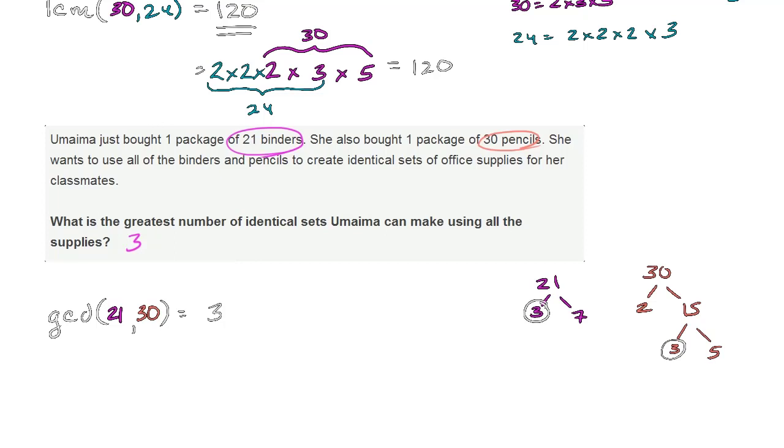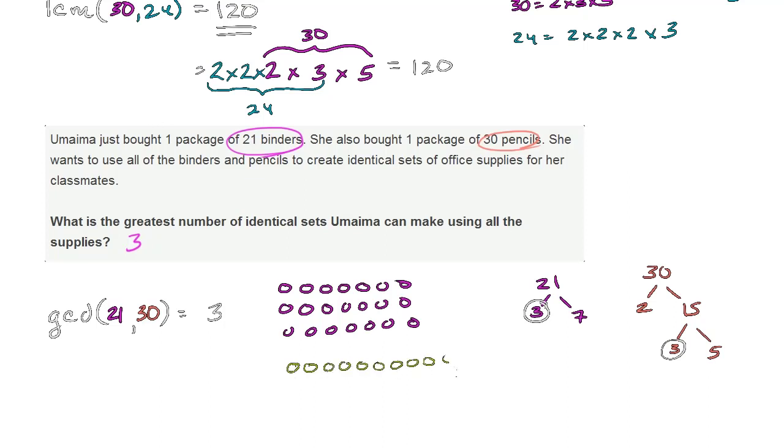So let's say the 21 binders. 1, 2, 3, 4, 5, 6, 7, 8, 9, 10, 11, 12, 13, 14, 15, 16, 17, 18, 19, 20, 21. And then 30 pencils. I'll just do those in green. 1, 2, 3, 4, 5, 6, 7, 8, 9, 10. Let me just copy and paste that. This is getting tedious. So that's 20, and then paste. That is 30. Now, we figured out that 3 is the largest number that divides into both of these evenly.